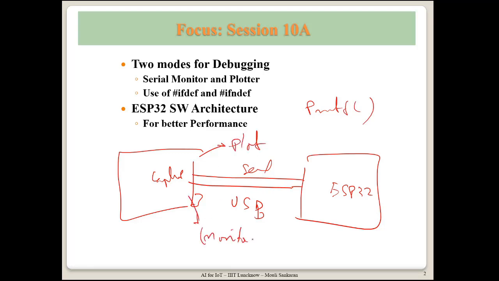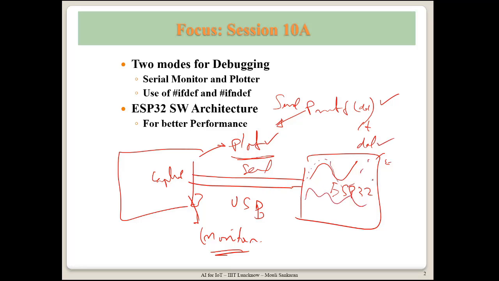Monitoring, I want to do at a slow rate. Plotting, I want to do at a much faster rate. But I use the same printf, serial printf, of course. If I have to use a plotter, I need to give only some data, then some tab, and some data, and some tab. Like that, I can give multiple things. If I am drawing only one graph, I will give only one data. If I want to compare two things, I give two data. If I have to draw one more, I give one more data.